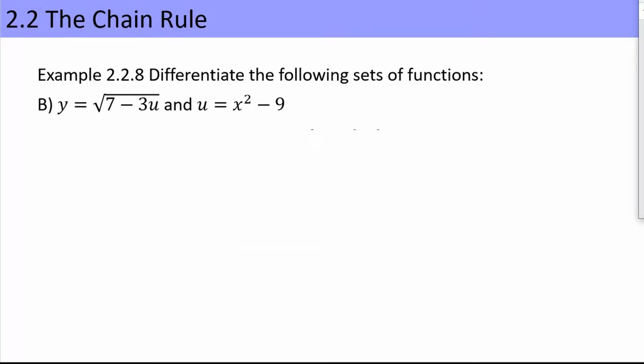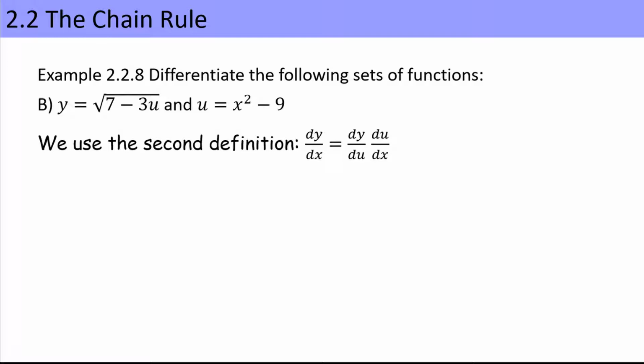Example, Part B. y equals the square root of the quantity 7 minus 3u and u equals x squared minus 9. We'll use the second definition that's expressed with Leibniz notation. That is, dy dx is equal to the product of dy du times du dx. Let's rewrite y. y is expressed as the square root of 7 minus 3u. In order to use the power rule, we need it with a power, so let's rewrite this radical as 7 minus 3u to the power of 1/2.